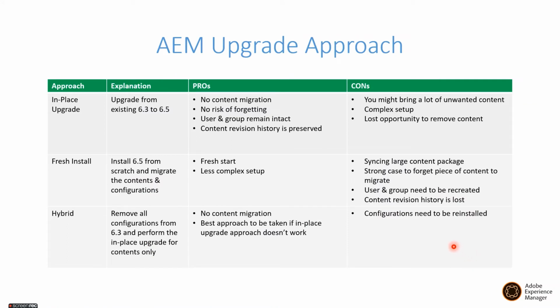Okay, there are 3 approaches for an AEM upgrade. The first approach is the in-place upgrade. It is upgrading from the existing version. In this sample I will use version 6.3 and upgrade to 6.5. For in-place, you don't need any content migration, and because you are upgrading from the existing one, there is no risk of forgetting things because you upgrade the whole thing.